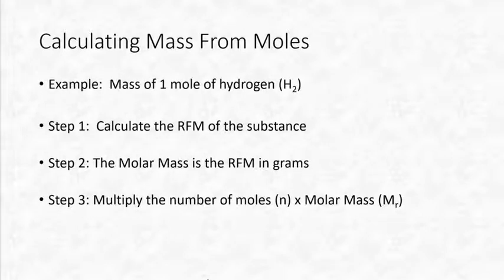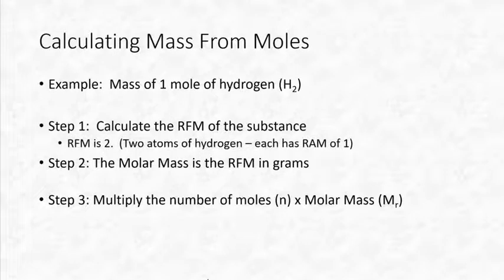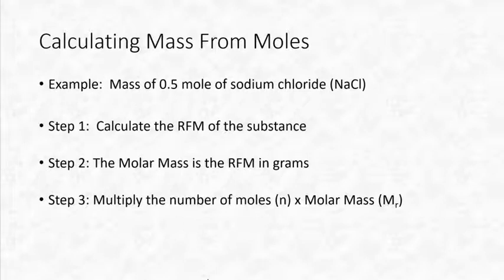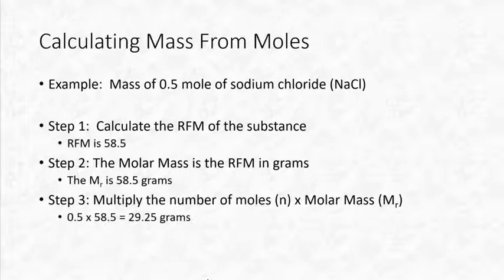So an example: 1 mole of hydrogen. The relative formula mass is 2, the molar mass is 2 grams, and our mass is 1 times 2, because we're looking at just 1 mole, so that's 2 grams. Another example, 0.5 moles of sodium chloride. The relative formula mass of sodium chloride is 58.5, so the molar mass is therefore 58.5 grams, and 0.5 moles is 29.25 grams.